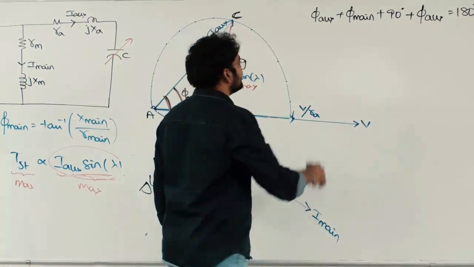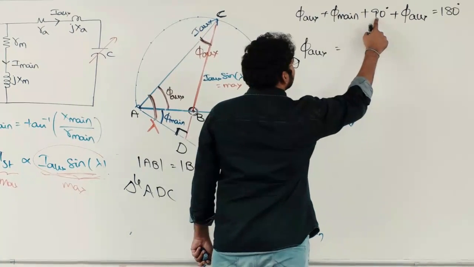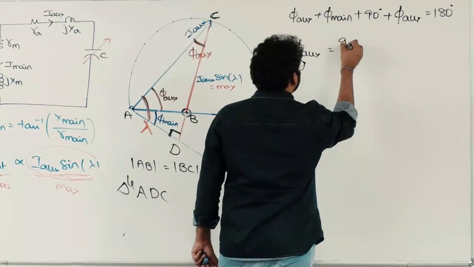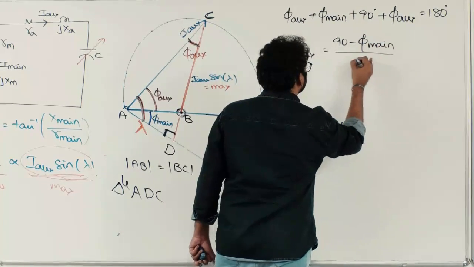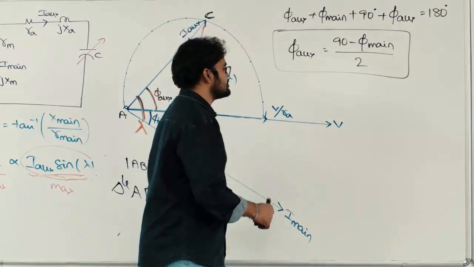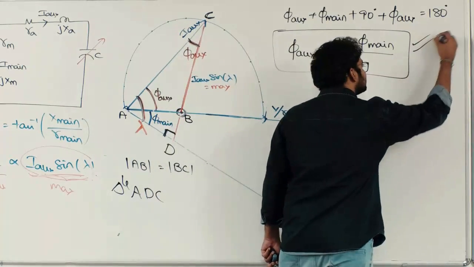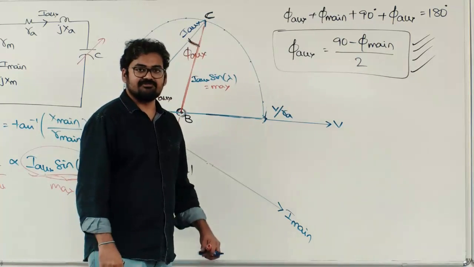Separate phi auxiliary from here. Can I write from this? Phi auxiliary is equal to, if I take 90 to the right side, 90 minus phi main by 2. So this is going to be the phi auxiliary equation. If this condition is satisfied, then starting torque would be a maximum value.